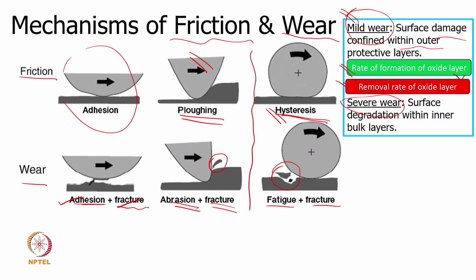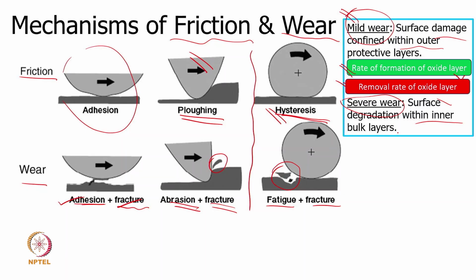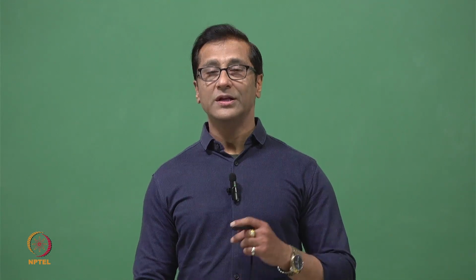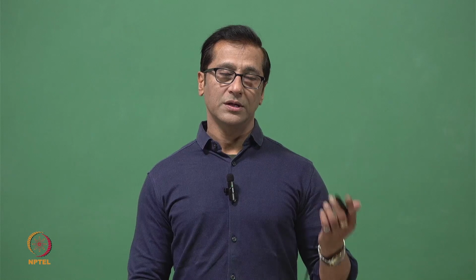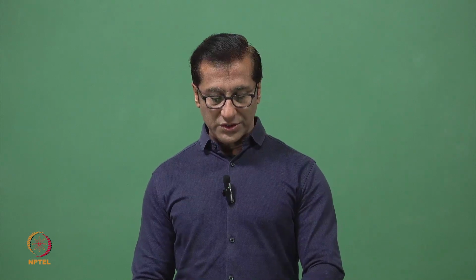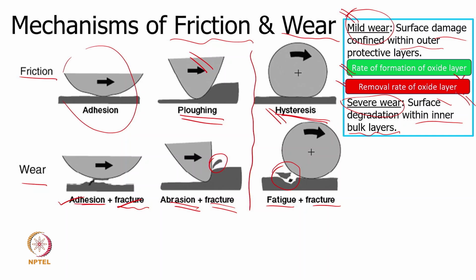Coming to severe wear, we say the protective layer is completely removed, virgin material comes into contact, and abrasion or adhesion, or some other wear mechanism, is happening. So that's why we say surface degradation is within the bulk layer itself, the inner part of the material. The material removal rate is much faster, and there's no oxide formation, no contamination formation. So in this situation the red is on the higher side: the removal rate of the oxide layer is higher than the rate of its formation. This is how the classification happens.